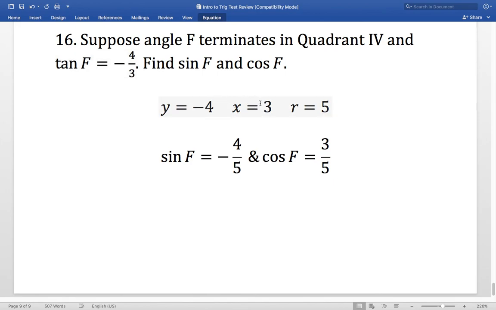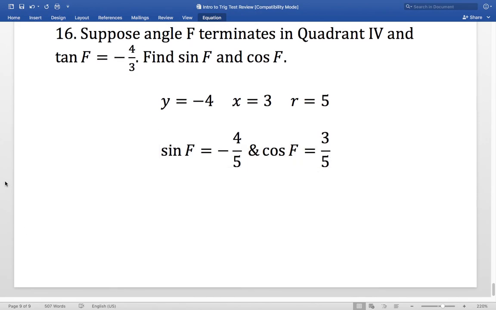You square those, add them, and then square root them to find your radius, just from the Pythagorean theorem, and you get the r value is 5. So then just set up your trig ratio. Sine of F is y over r, so negative 4 over 5, and cosine of F is x over r, so 3 over 5. And that is the end.